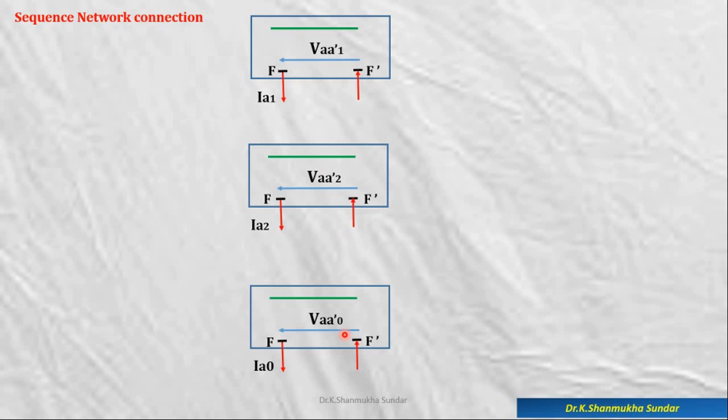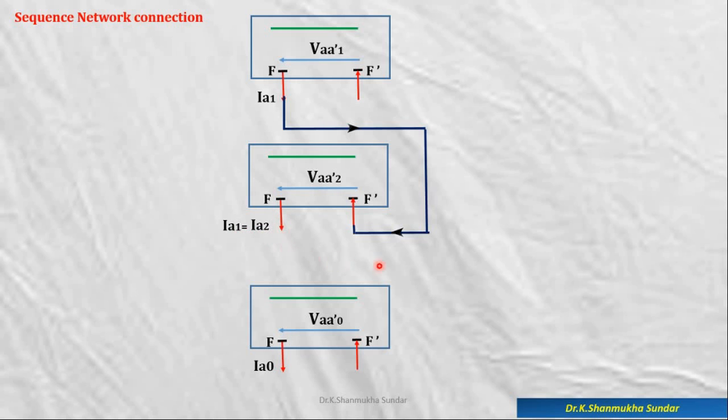Now all these three sequence networks are connected in series. Series connection means dissimilar ends are to be connected. That means F must be connected to F' of this network, then this F must be connected to F', and again this F must be connected to this F'. Is it clear? Dissimilar ends must be connected. So this is the F to F' connection between positive and negative sequence. Therefore IA1 will be flowing like this through F', and it is coming here as IA2. So at this point IA1 is equal to IA2.